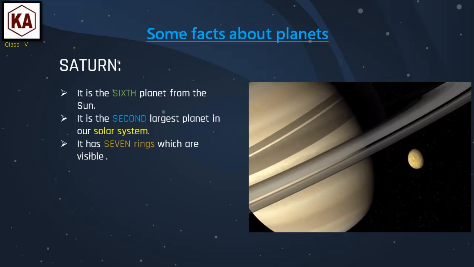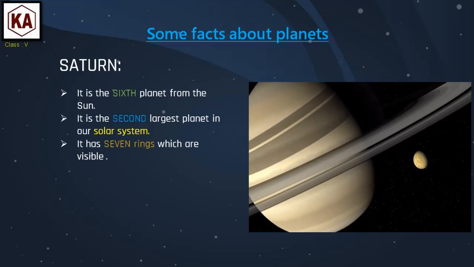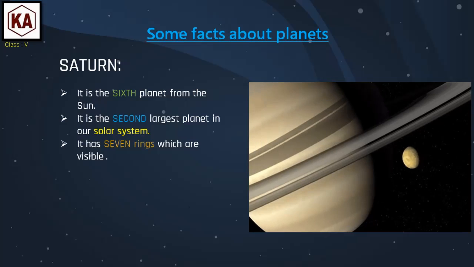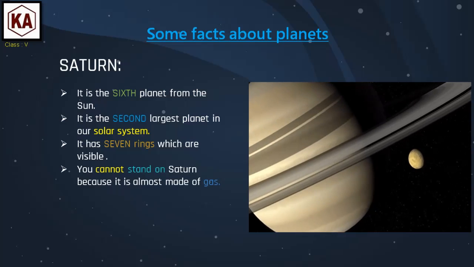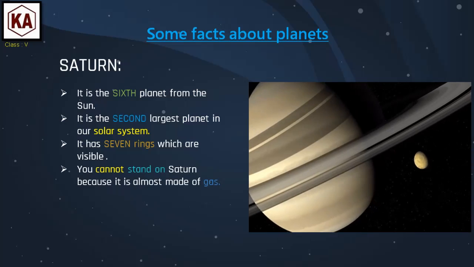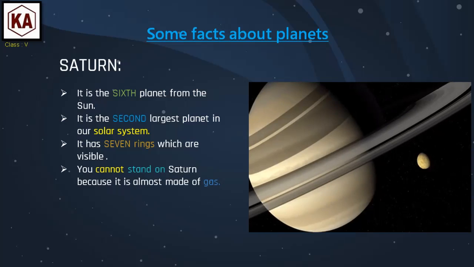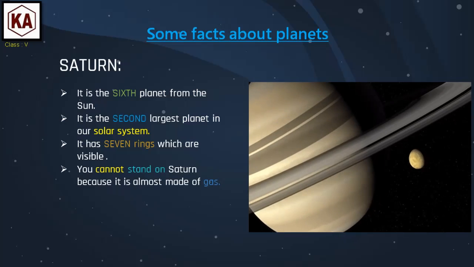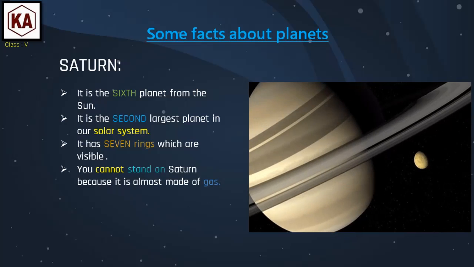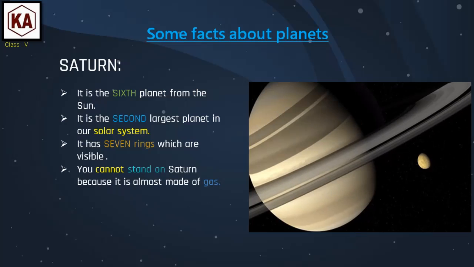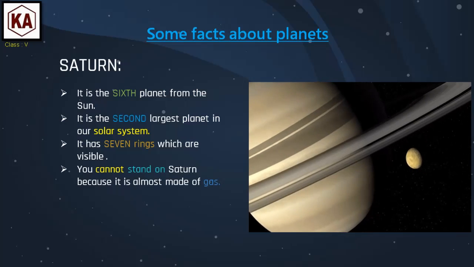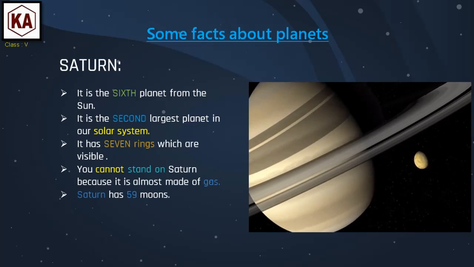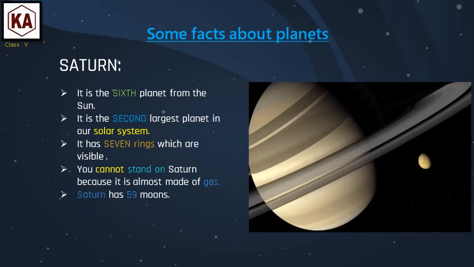I have told you already that these are the gas giants, so the planets are made up of almost entirely gases. You cannot stand on Saturn because it's almost made up of gases. I'm using the word almost because their core is terrestrial. They have a somewhat solid core, but their outer surface is gaseous. Saturn has 59 moons.